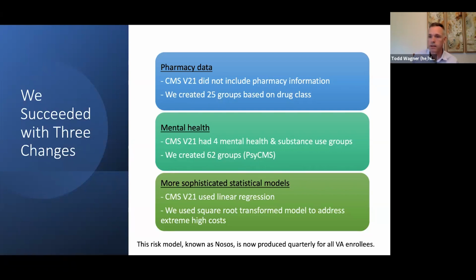So CMS uses a linear regression model. They place a lot of value on transparency. And we ended up using a square root transform model that helped us sort of exploit the extremes. So that was a successful project. And the risk score that we produced, known as GNOSIS, which is Greek for chronic condition, is now rolled out quarterly to all VA enrollees for the entire VA.